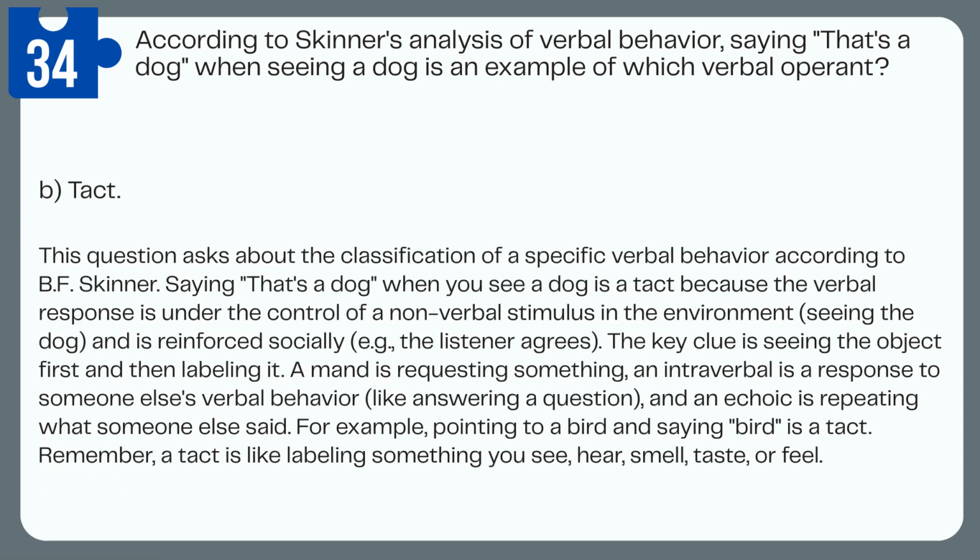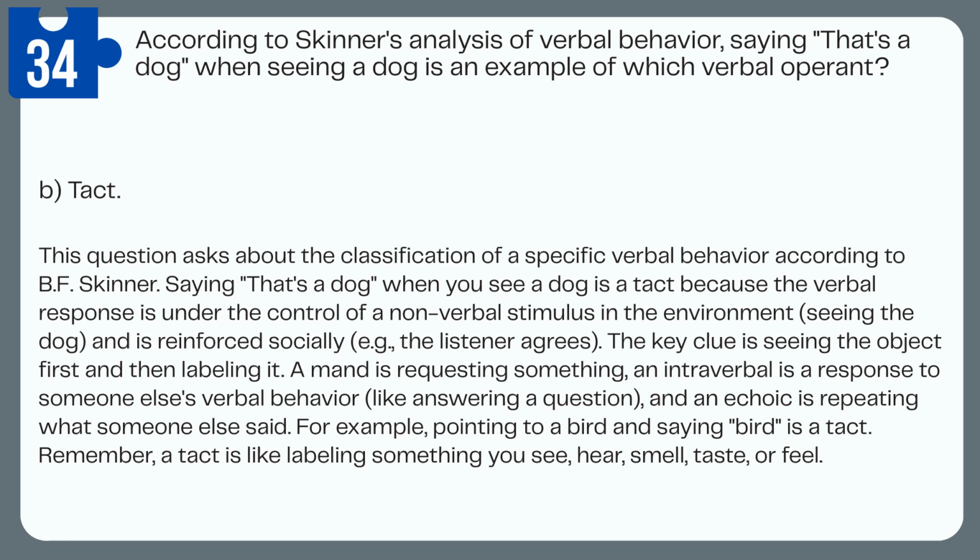Answer: B. Tact. This question asks about the classification of a specific verbal behavior according to B. F. Skinner. Saying "that's a dog" when you see a dog is a tact because the verbal response is under the control of a nonverbal stimulus in the environment, seeing the dog, and is reinforced socially. For example, the listener agrees. The key clue is seeing the object first and then labeling it.